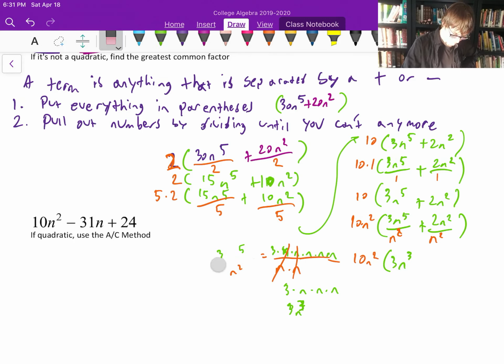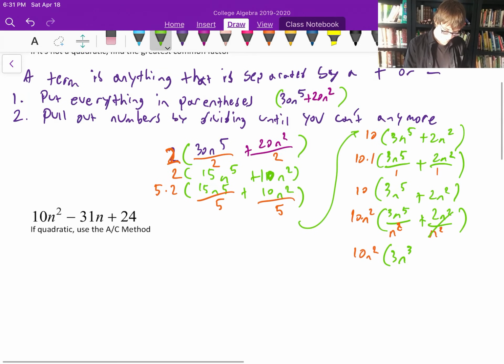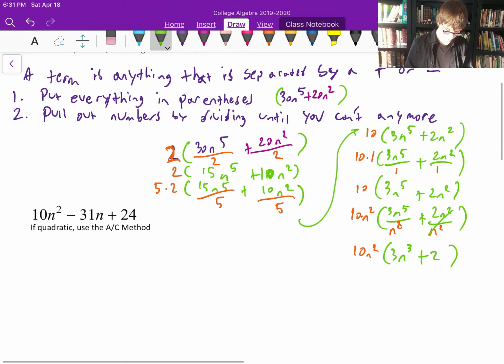All right. Same thing with the 2n squared divided by n squared, except they're the same thing. N squared divided by n squared, those just cancel out, because they're the same. N squared and n squared are the same thing, so they just cancel out to 1. So plus 2. Okay. Well, great.